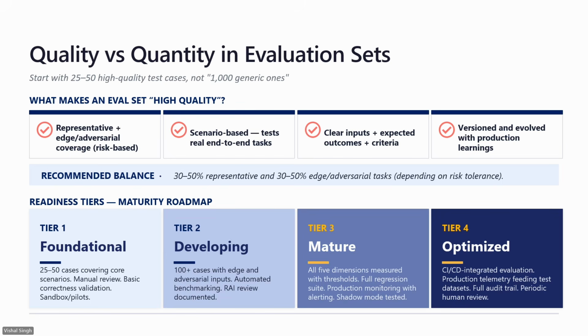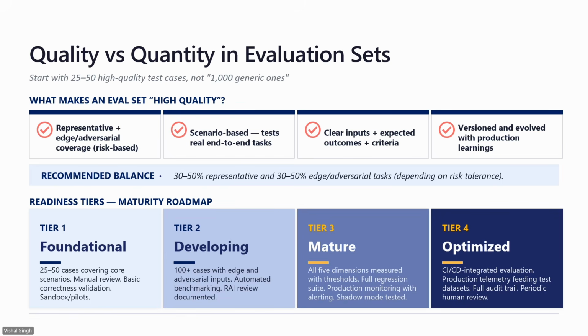So there are four key things that make a case high quality. One, representative, plus edge and adversarial, balanced by the risk. The framework is a mix of, let's say, 30 to 50% representative. The second is scenario-based: agentic workflows involve planning, tool use, and state transitions, and tests have to capture the multi-turn reasoning and not a single reply.